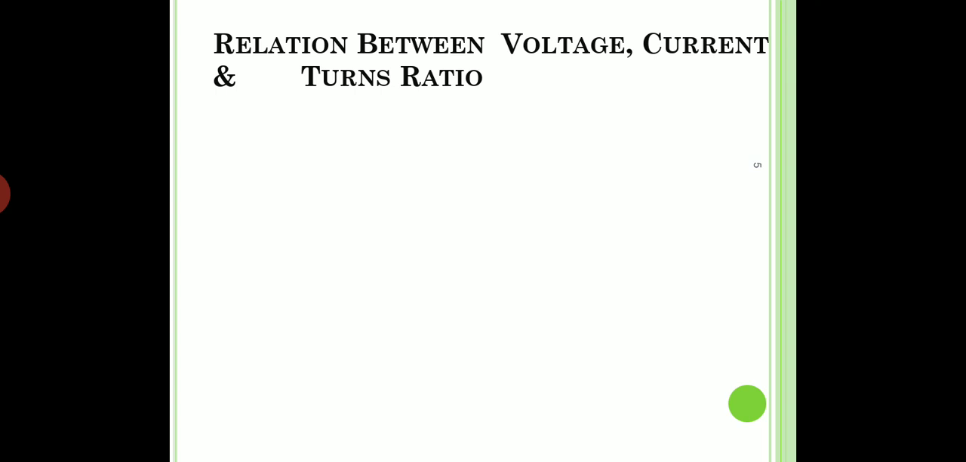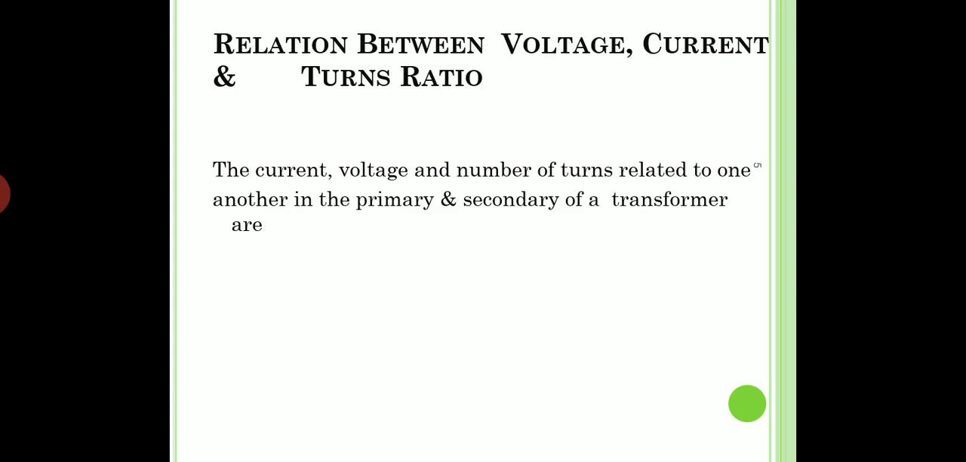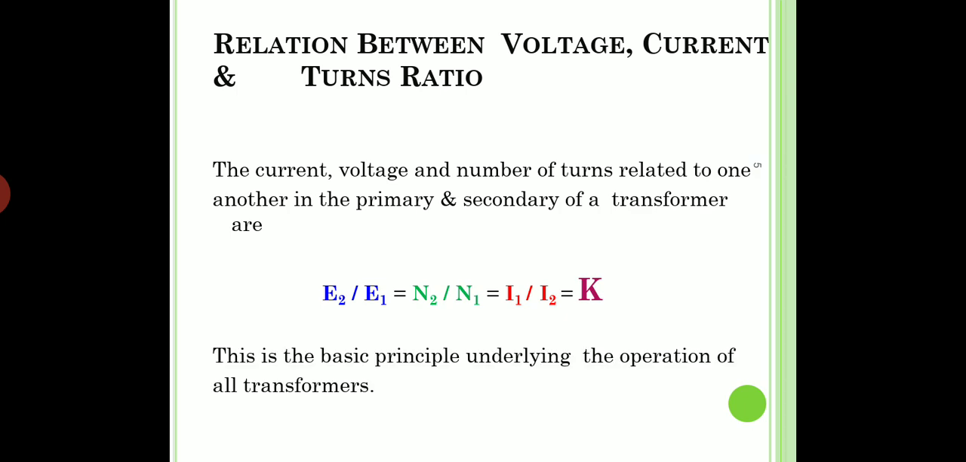And let us see the relation between the voltage, current and the turns ratio of a transformer. Just now we have actually recalled that. The current, voltage and number of turns related to one another in the primary and the secondary of a transformer are as below. E2 by E1 is equal to N2 by N1, that is equal to I1 by I2, and that is equal to K. So K is the transformation ratio. This is the basic principle underlying the operation of all transformers.